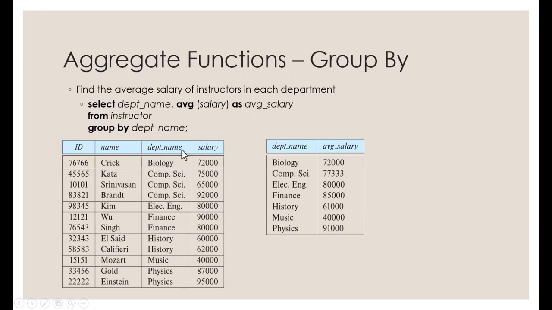As you can see here, we have one biology, so the average salary is just this. And we have 3 professors in the computer science department. We are taking the average of these 3 numbers, and this is what we got. We have 1 electrical engineering, so that's 80,000. The average of these two will give you 85,000 and so on. So by doing group by, we are grouping these by the attribute department name and computing the average salary per department name.